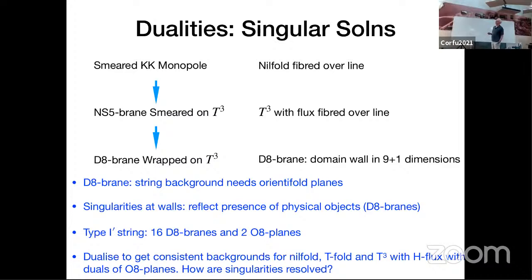So we talked about this chain of dualities relating the Kaluza-Klein monopole to the Neveu-Schwarz five-brane. We can relate that to a D5 brane and then T-dualize to a D8 brane. And the same chain of dualities takes a nilfold fibered over a line to a D8 brane domain wall. So we can then reverse this. We can look at the consistent D8 brane backgrounds and then work backwards, and seek to get consistent string backgrounds for the others.